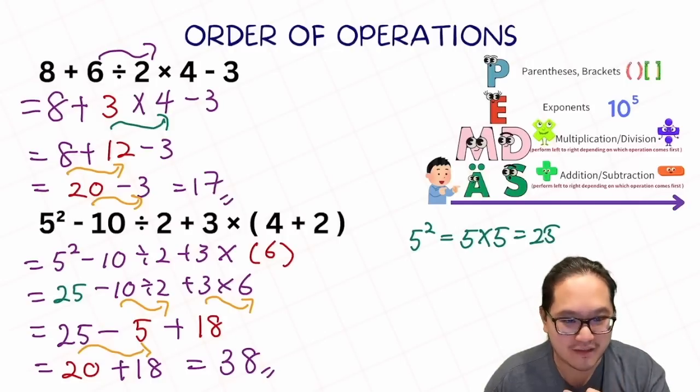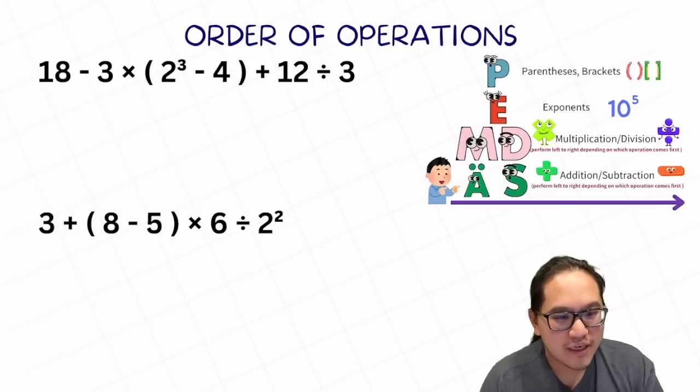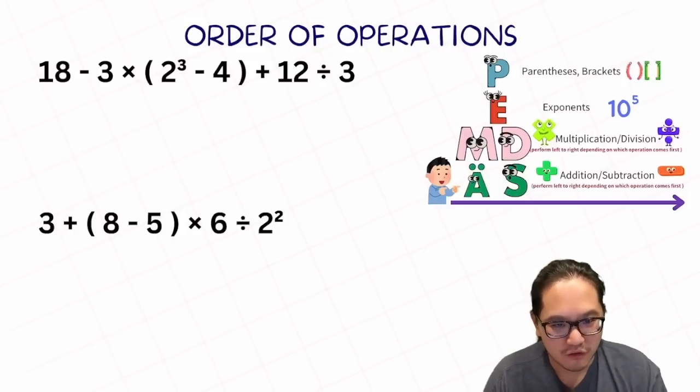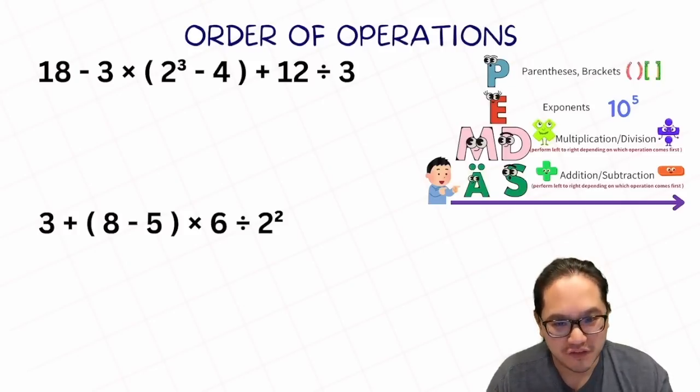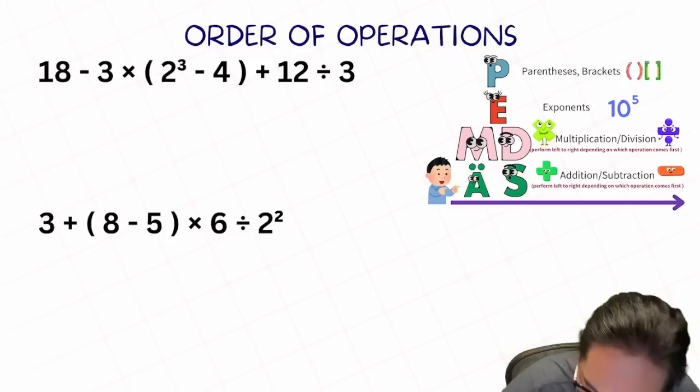Let's do some more practice on this. So now we've got the next set of questions. 18 minus 3 times parentheses 2 cubed minus 4 close parentheses plus 12 divided by 3. So we know the first step is to do the parentheses first. So what is this right here?